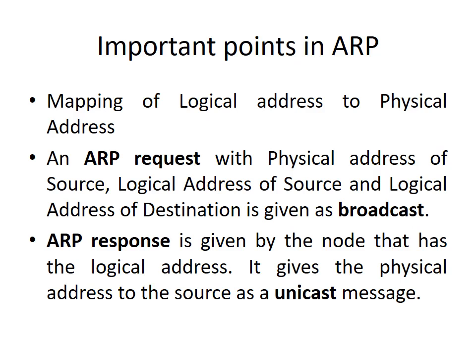The ARP response is given by the node that has the logical address. The node to which the destination IP address belongs is the only one that communicates back to the host that delivered the ARP request. In that response, it gives the physical address, that means the MAC address of the destination, as a unicast message to the sender end.